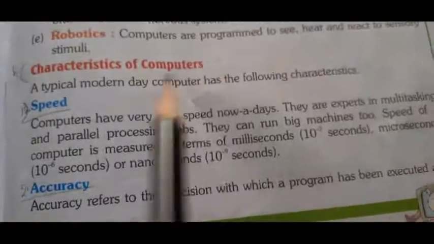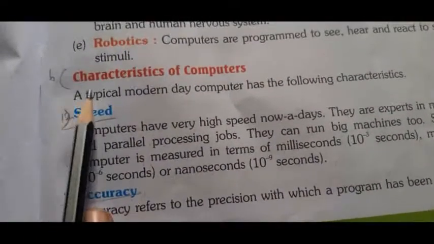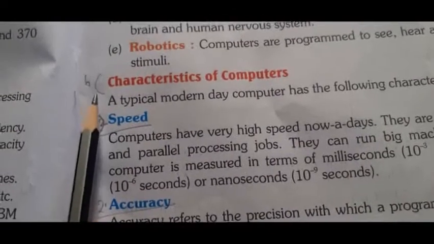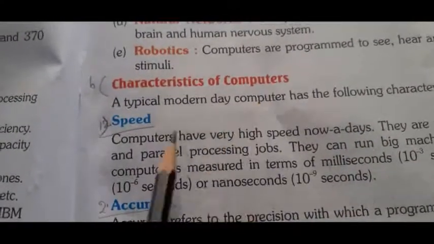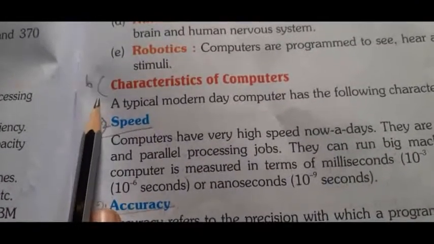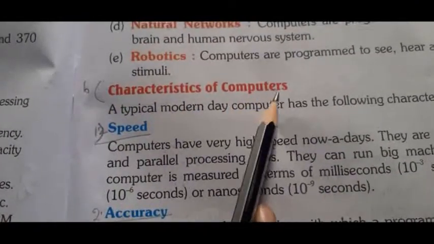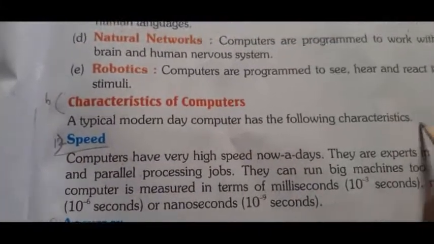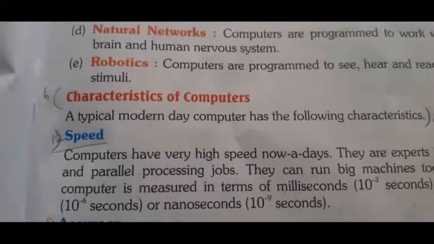For this question, you should keep heading characteristics of computers. From here onwards, you write only headings. Don't write this explanation. Okay. Characteristics of computers. From here, a typical modern computer has the following characteristics. Up to here you write first.